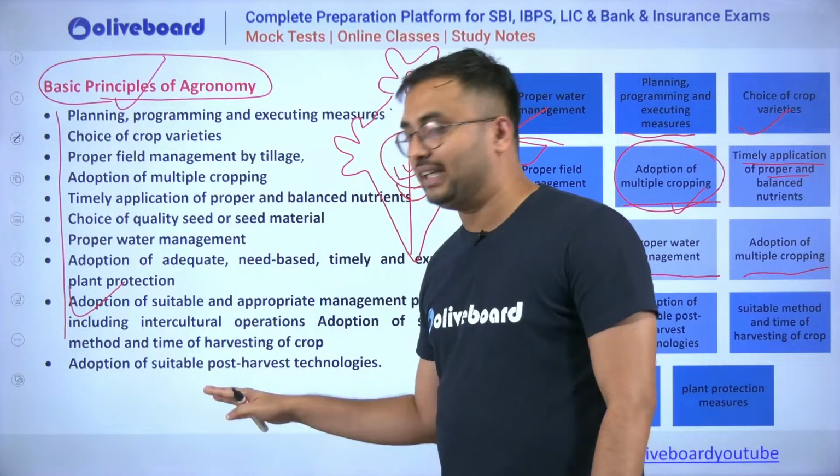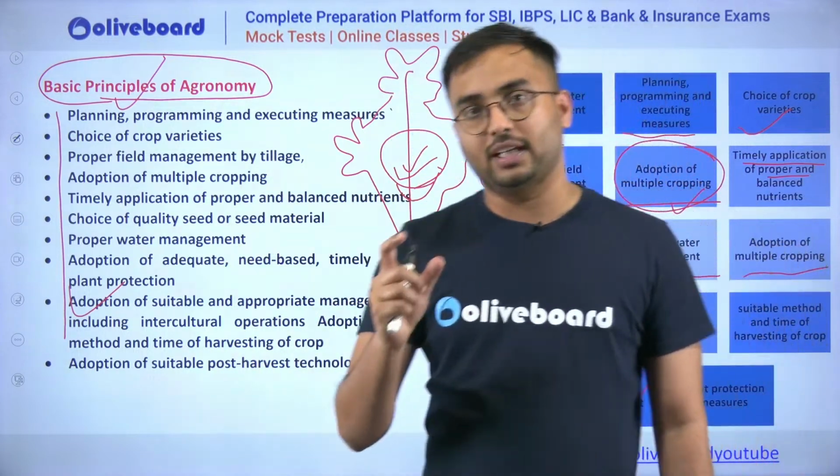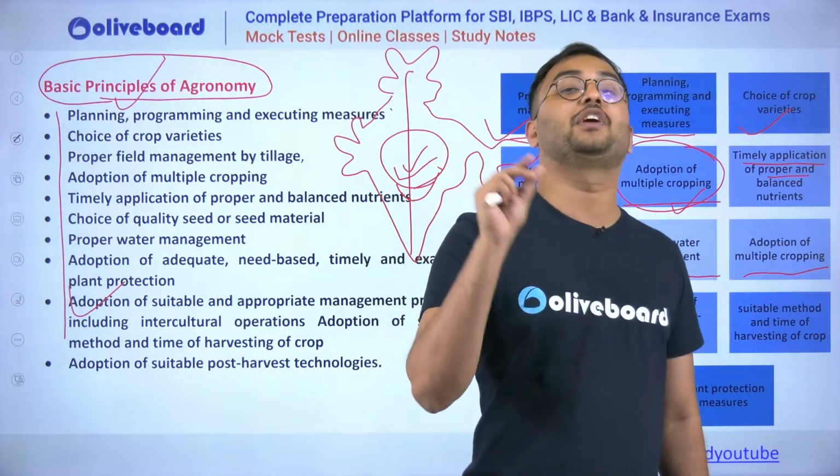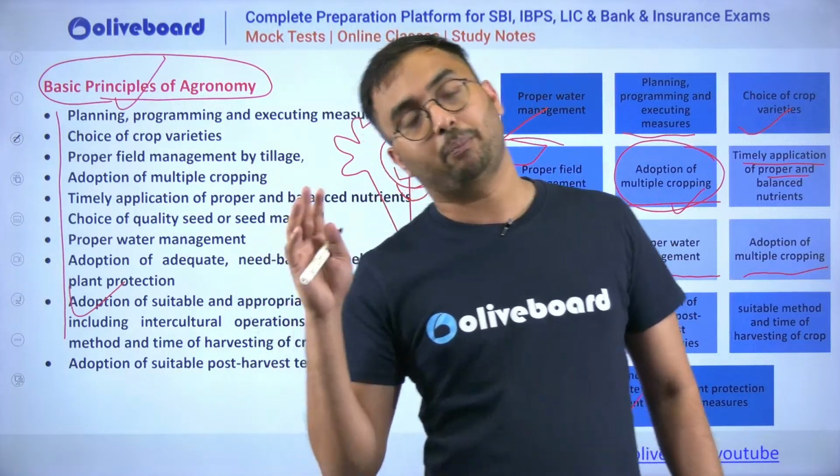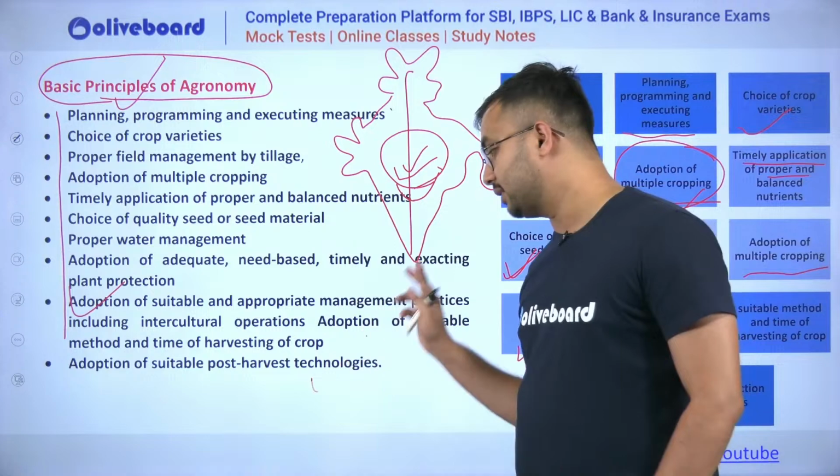In each of these areas, agronomy's overall vision, or the principle, is to use the most scientific methods to improve the situation and prevent the problem. That is what is there.